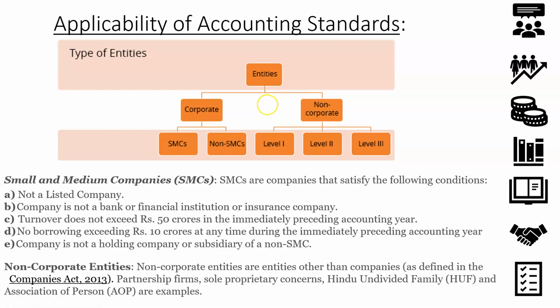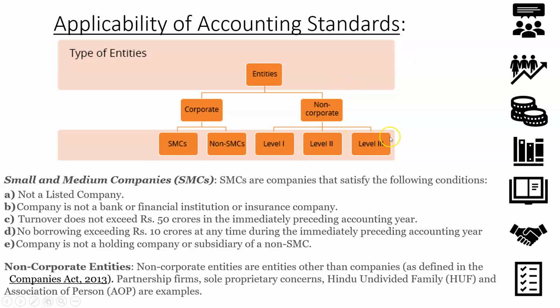Then let us come to non-corporate entities. Now, if they are not companies, then what are they? Non-corporate entities are entities other than companies, as defined in the Companies Act 2013. Partnership firms, sole proprietorship concerns, Hindu undivided family, that is HUF, and association of persons are examples. So every other entity or every other person other than a company is a non-corporate entity.